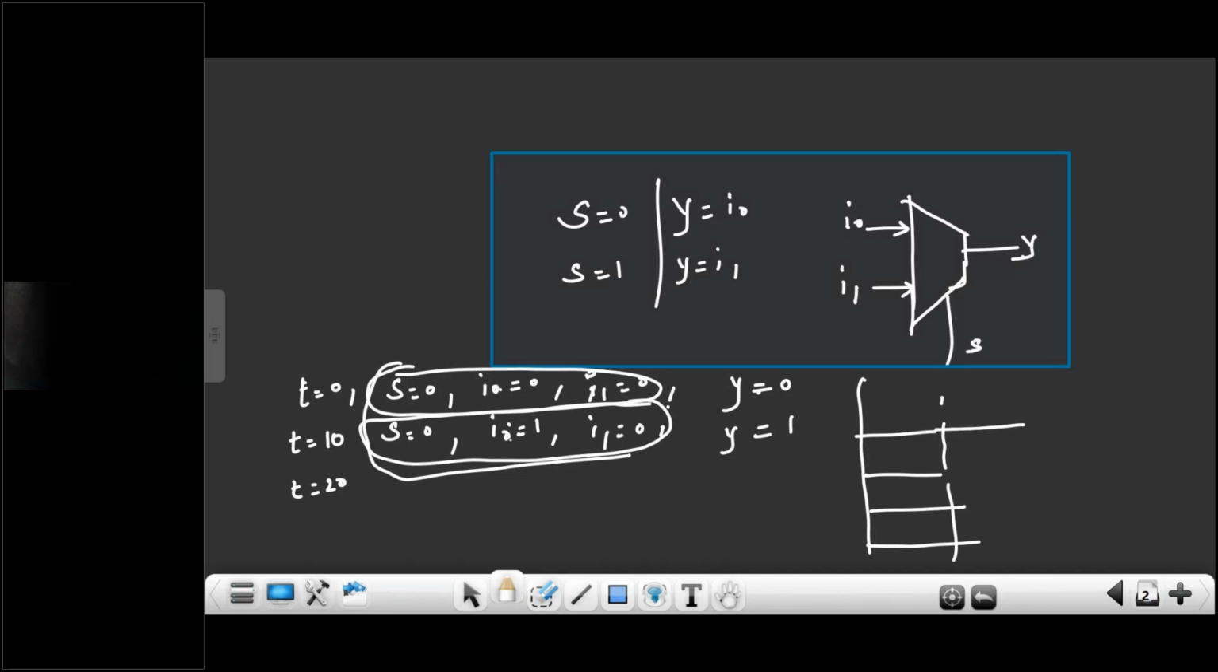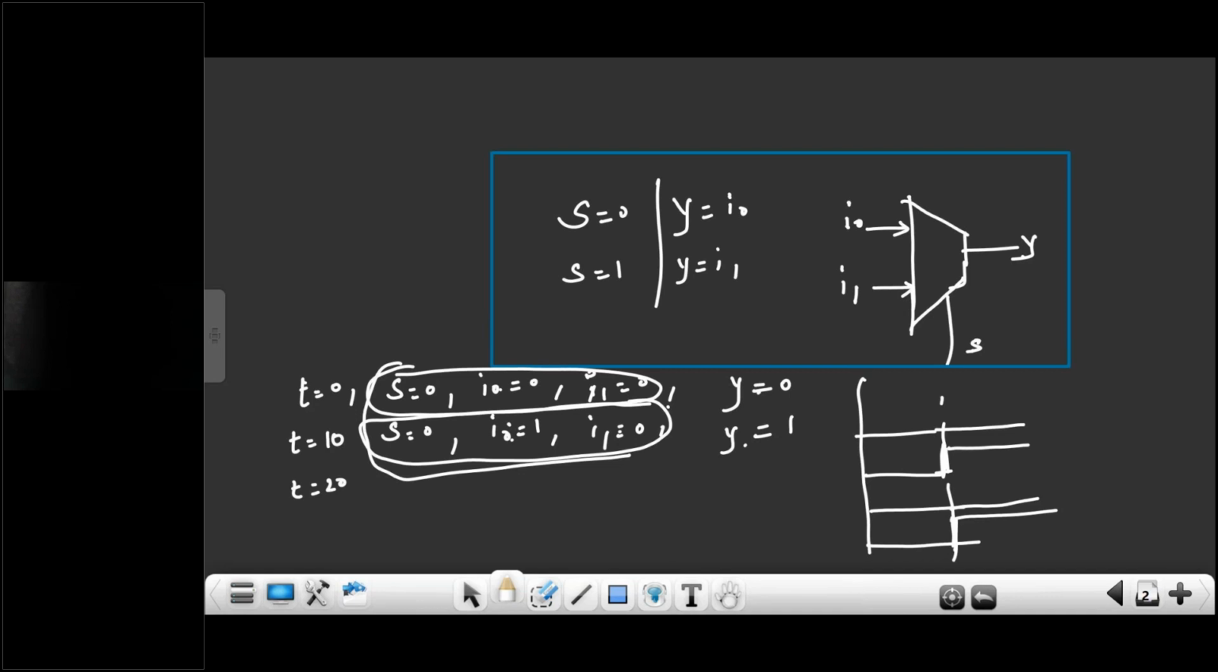Right? What is I naught? I naught is 1 and it has become 1. But I1 is 0. What should be your Y? Y is 1. Like that, you will verify the test bench waveforms. If your waveform is according to your intended requirement, then your block is working properly and implementing the functionality requirement. Then you can proceed to the next step.